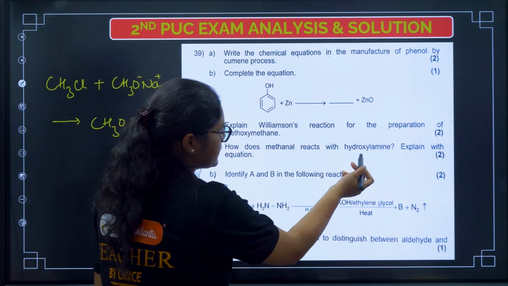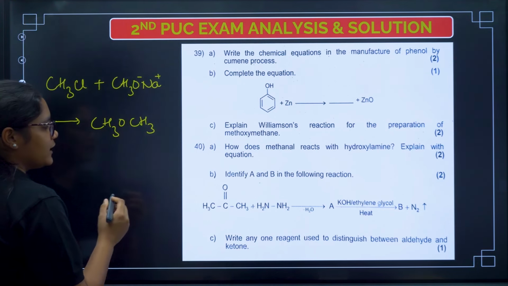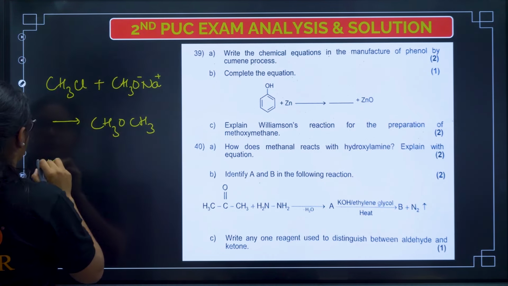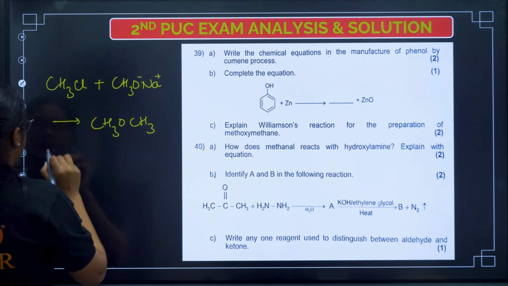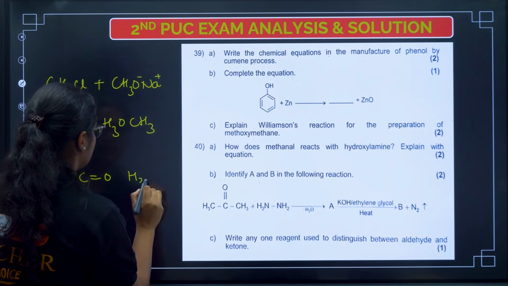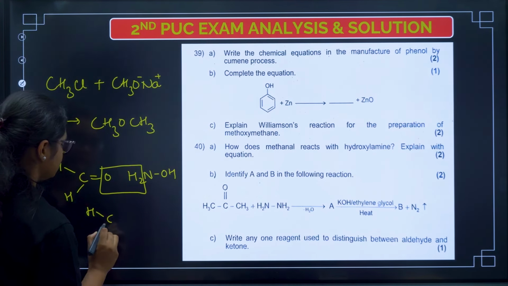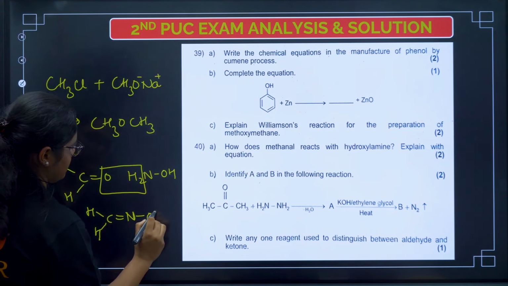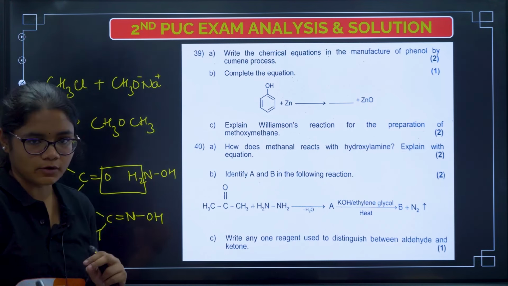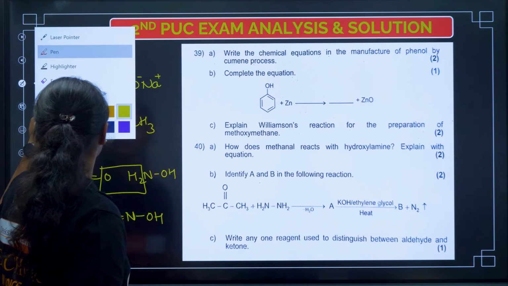Okay, next, how does methanal react with hydroxylamine? Explain with example. So you have to write it is a nucleophilic addition reaction. Methanal is there, so we have HCHO, right? This is methanal, and on reaction with hydroxylamine, that is NH2OH, dehydration will take place and we will get the final product. You have to just write down the equation. Explain with equation means you have to use words for that reaction, and then finally write the reaction.